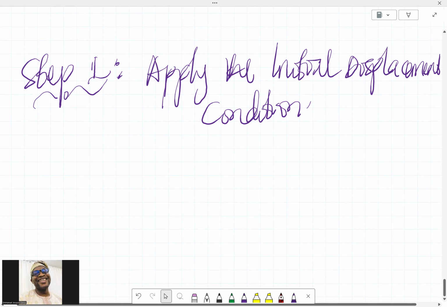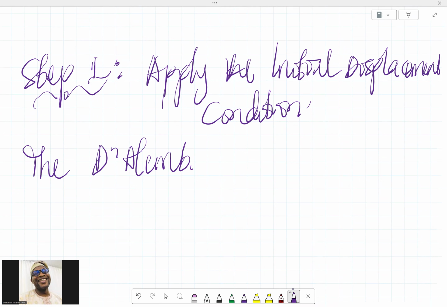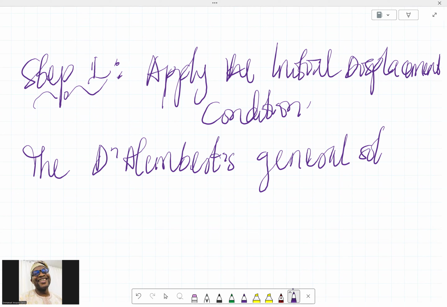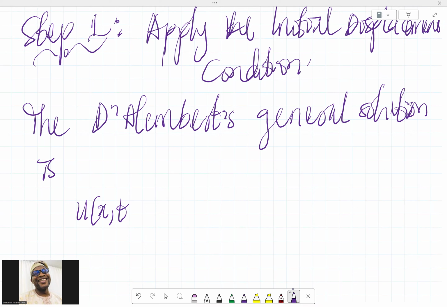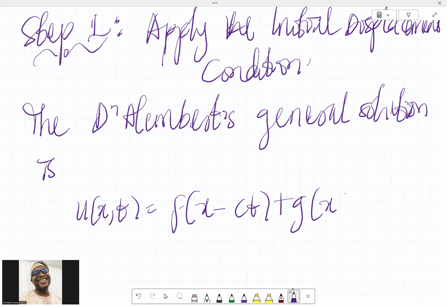Of course, the D'Alembert general solution is u of x comma t equals f of x minus ct plus g of x plus ct. That's the D'Alembert general solution.